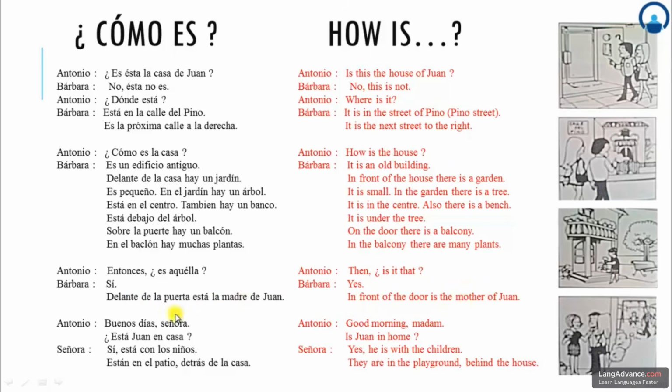Madre means mother. Buenos días, señora. Good morning, madam. ¿Está Juan en casa? Is Juan at home? Sí. ¿Está con los niños? Yes. He is with the children. Con means with and niños means children. Están en el patio detrás de la casa. They are in the playground behind the house. So patio means playground. So I guess with this conversation, the use of está, están and so on is much more clear.